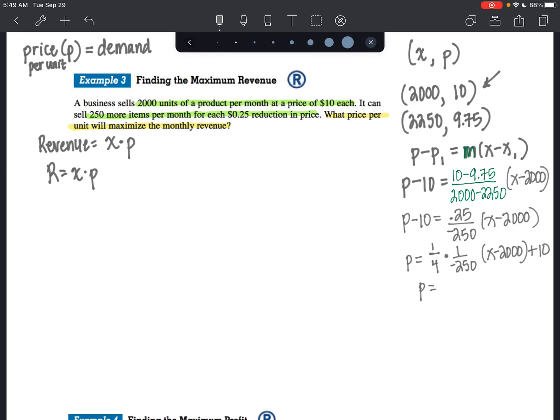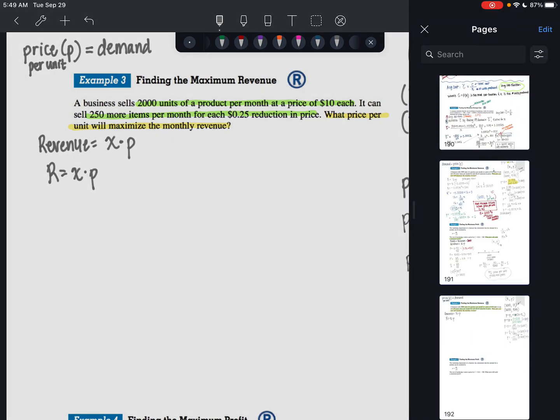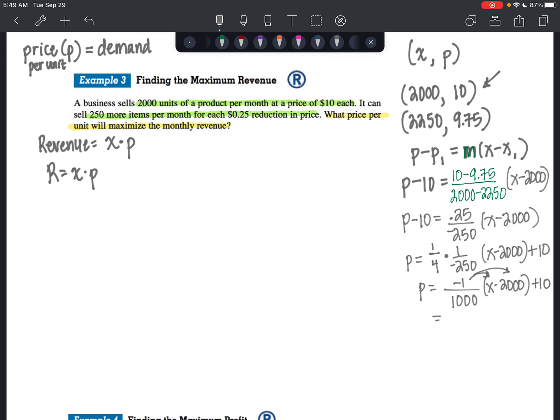So p equals negative 1 over 1,000. I just brought the negative up to the numerator, times x minus 2,000, and then plus 10 is still on the outside. I'm going to distribute that negative 1 over 1,000. Negative 1 over 1,000 times x is negative 0.001x, plus 2,000 times 1 over 1,000 is 2, and then plus 10. So our demand function is negative 0.001x plus 12.